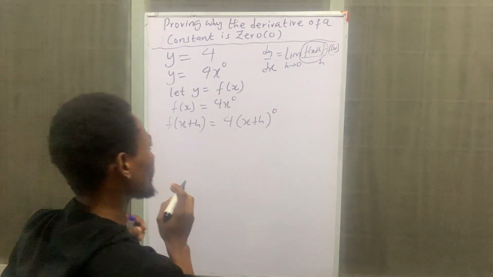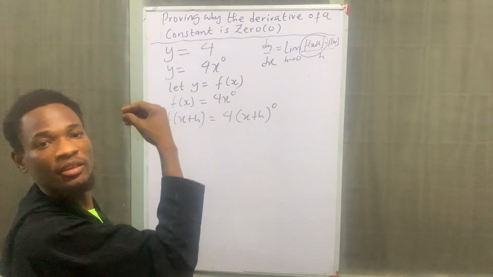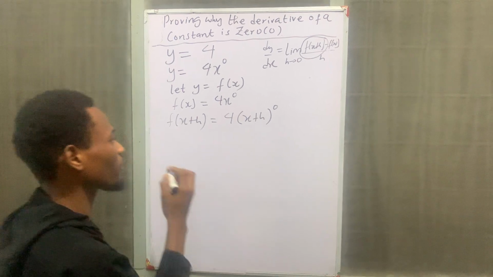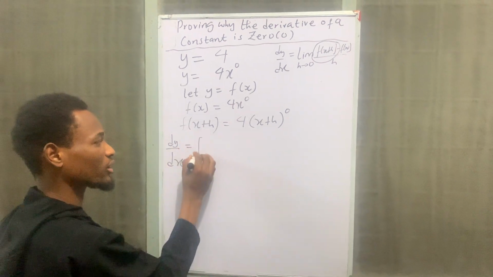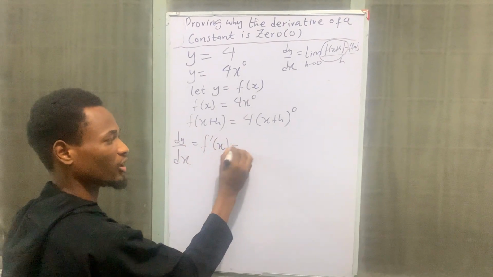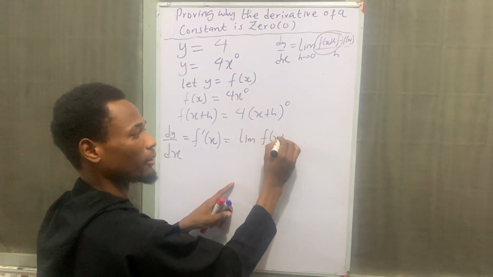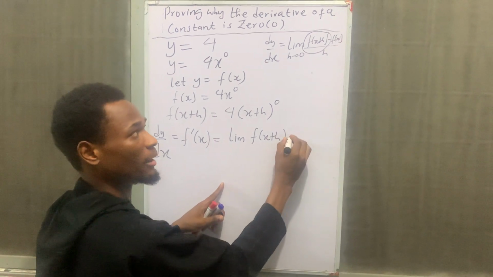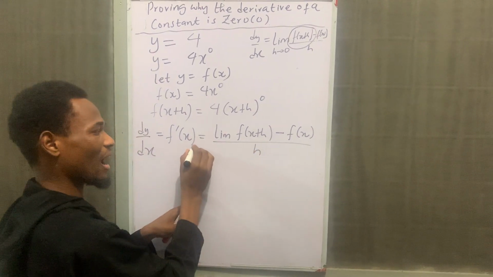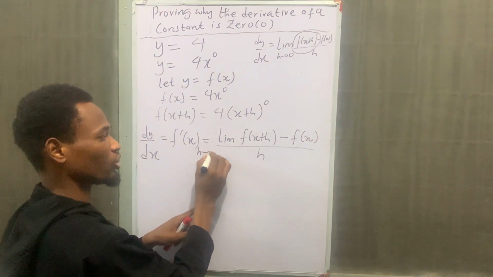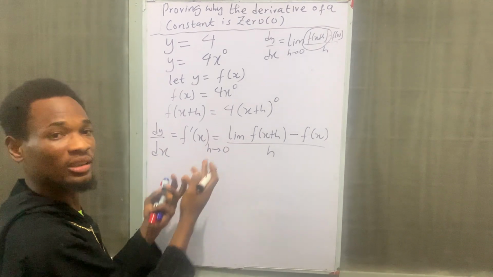Now, what is the formula? I told you that I'll prove this using differentiation from first principle. And you know that the formula is dy over dx, which is the same as f prime of x, is equal to the limit of f of x plus h, minus f of x, all over h, as h approaches 0. This is the formula. So I'll just do my simple substitution. Let's see how it goes.